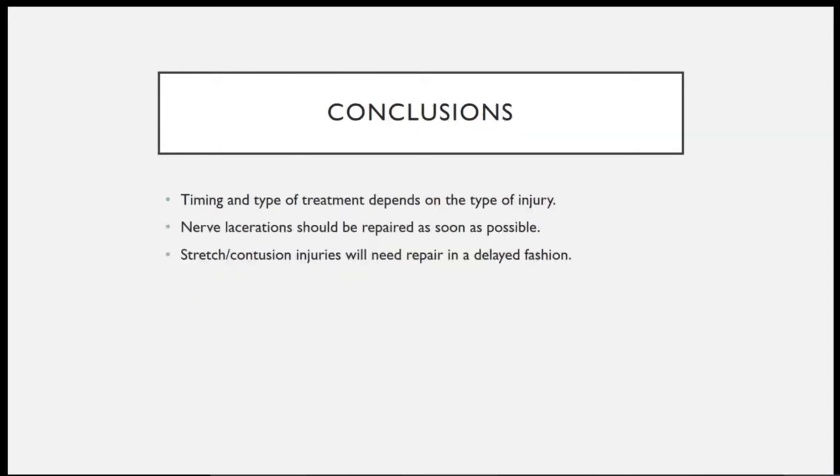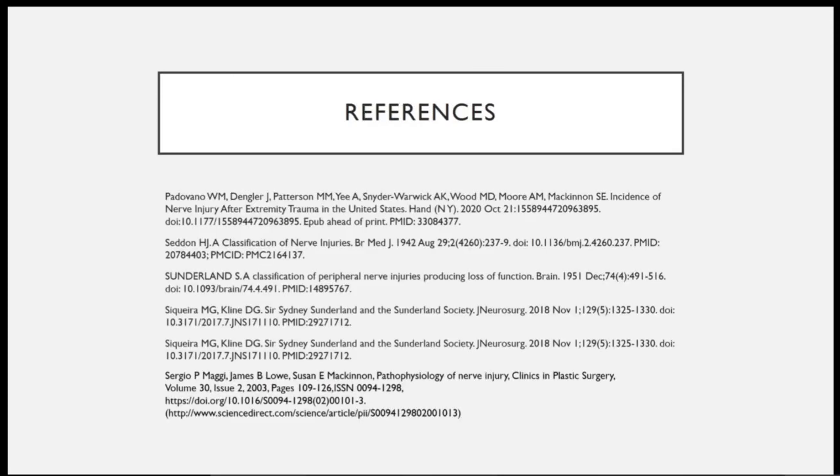So in conclusion, timing and type of treatment depends on the type of injury and the mechanism of injury. In general, sharp injuries should be repaired as soon as possible. Blunt transections should be delayed, and stretch injuries should be done months later. And then those will be repaired but through secondary means, not direct nerve repair. That's what I have.